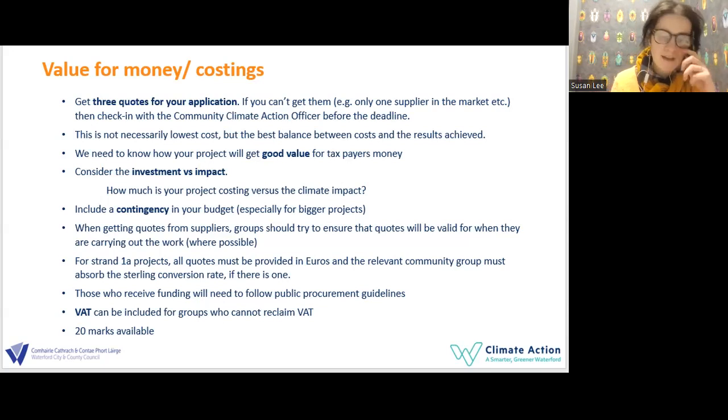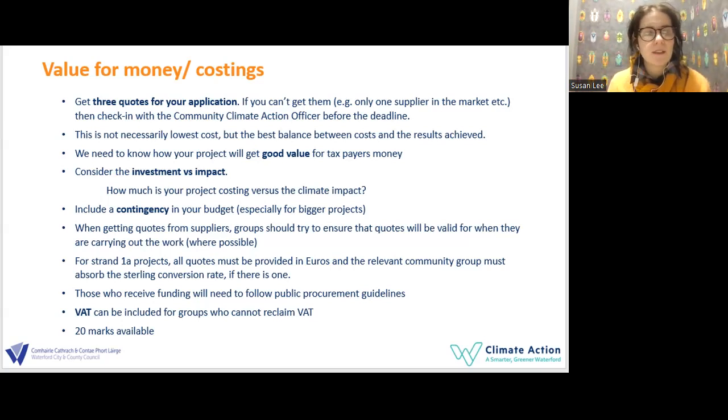You don't necessarily have to pick the lowest cost, but you must have a rationale for why you pick the supplier you're going with. And it must be a balance between costs and results achieved. A lot of your costing is just doing due diligence to make sure that your project is going to be good value for money, good value for public money or taxpayer money, our money. And also consider the investment versus impact.